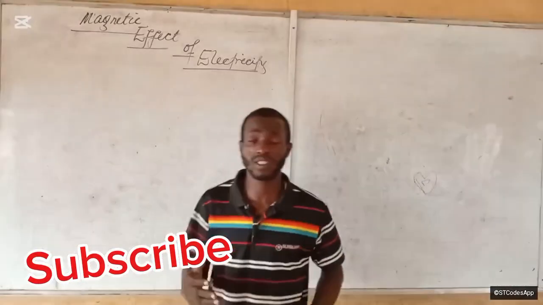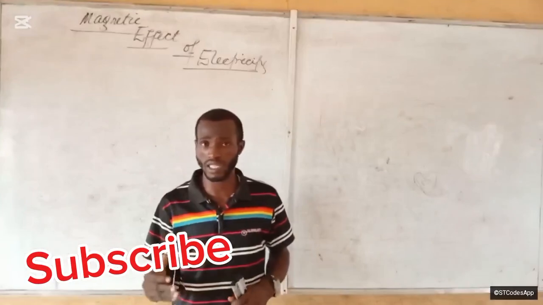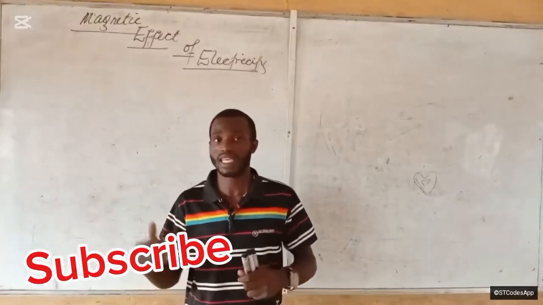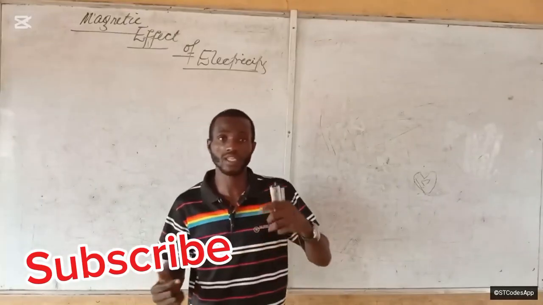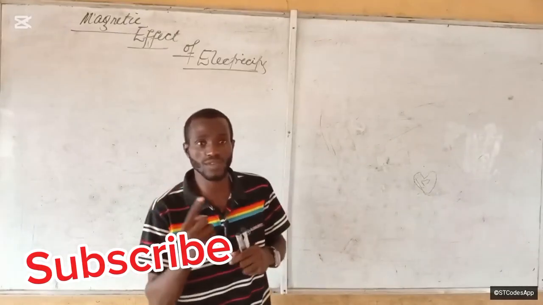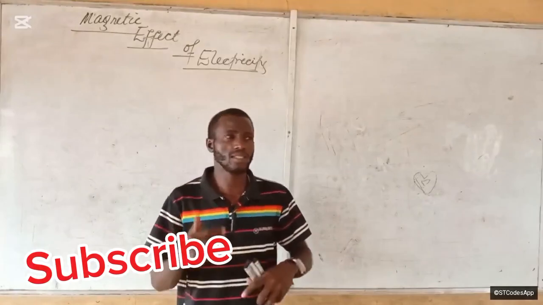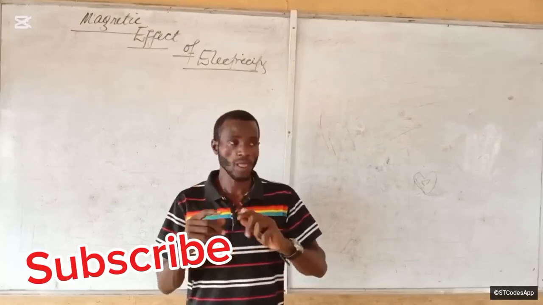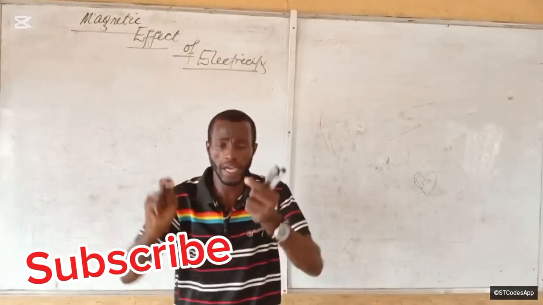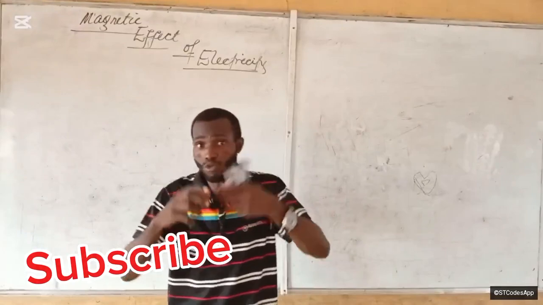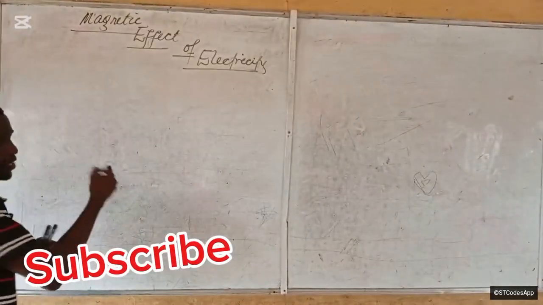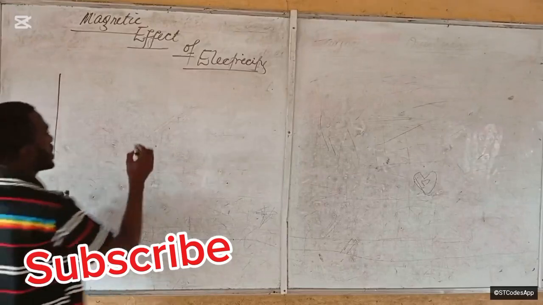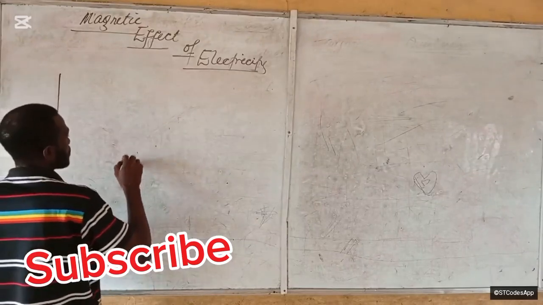Now that we know about the magnetic effect of electricity, that is, the fact that a wire carrying current has a magnetic field around it, let's make some changes to the system. What if we curled our wire into a loop? We made a loop out of our wire. So if this was my wire, then I decide to turn my wire like this.